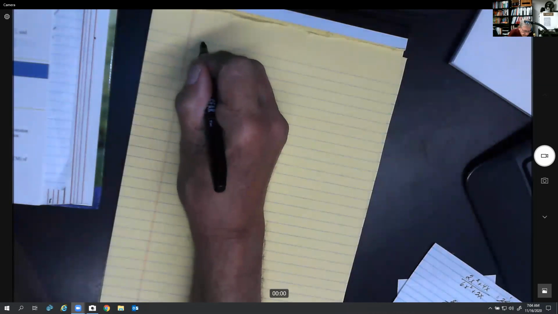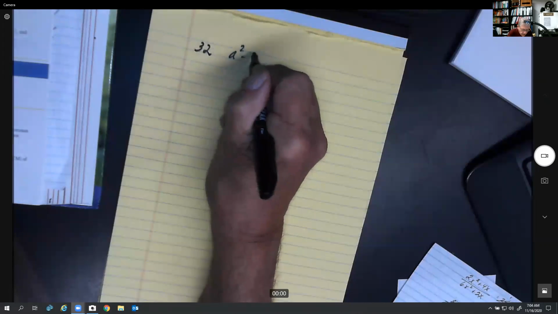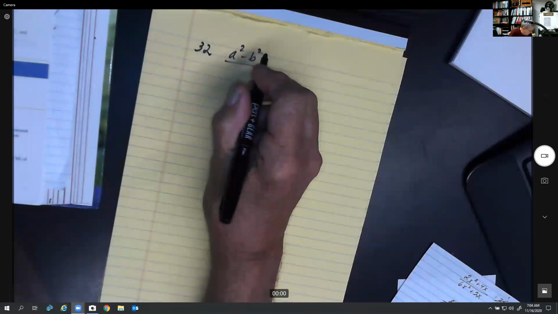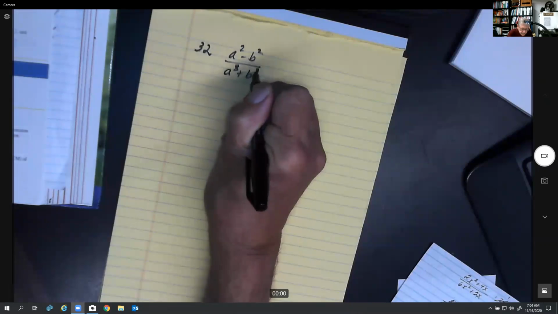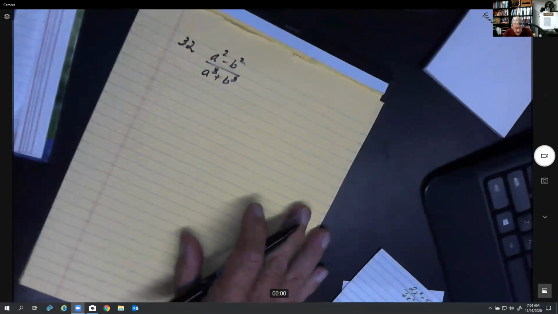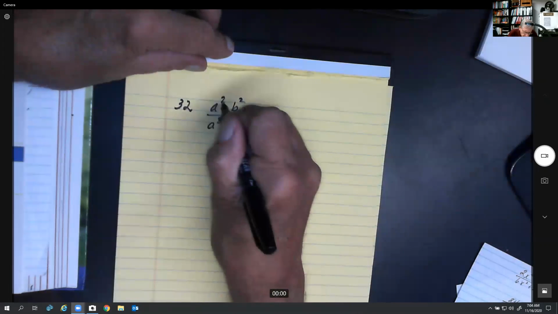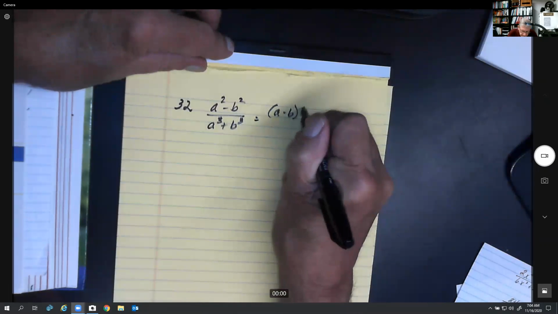Well, they do have a problem like number 32. A squared minus B squared. This is off the assignment. A cubed plus B cubed. So this is kind of a tricky one. You might not remember this pattern. Remember the pattern for A squared minus B squared? It was A minus B, A plus B.